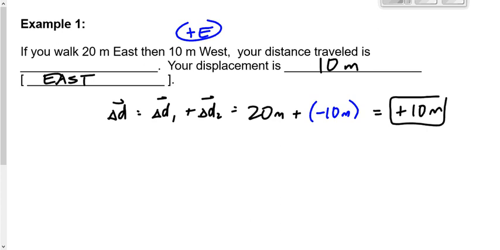Hey, what would the distance be? Ooh, this one's, what would the distance be? Why is it different? Like distance is a scalar, it has no direction. So it's going to be delta D1 plus delta D2. It's 20 meters plus negative 10? That's just 10, right?